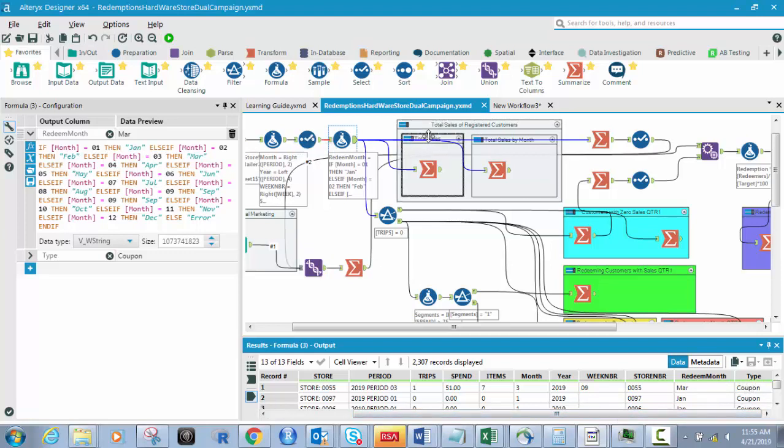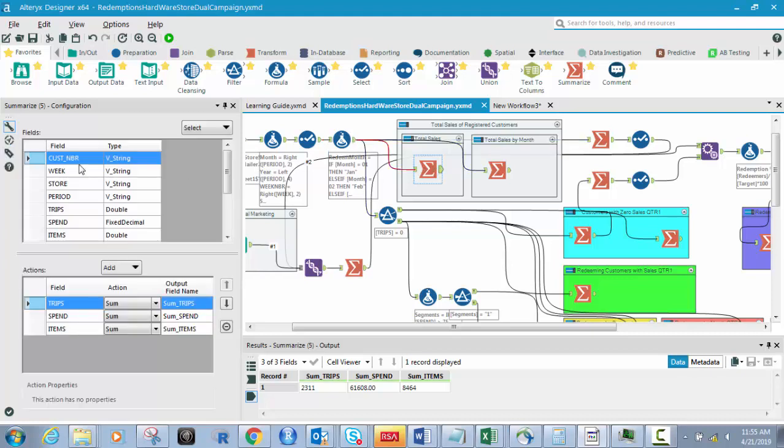Now at this point, what we want is overall total sales, right? That's very simple to do. You have a sum, and this sum is of trips, spend and items, each one summed. And that gives you this right here, which is your total number of trips, spend, and items. We don't do a count at this point, because a count would include the people that did redeem the coupons and those that did not. We don't want to count those that did not in the total sales, because that would make it wrong.